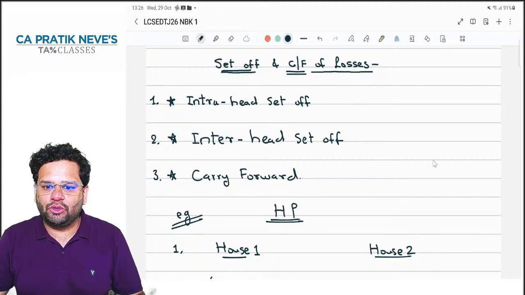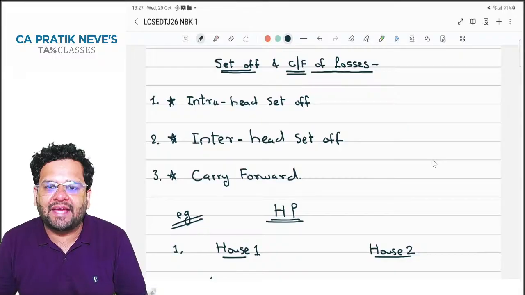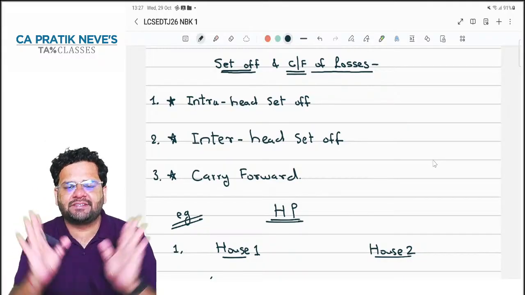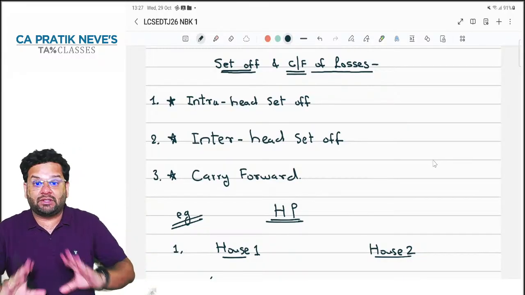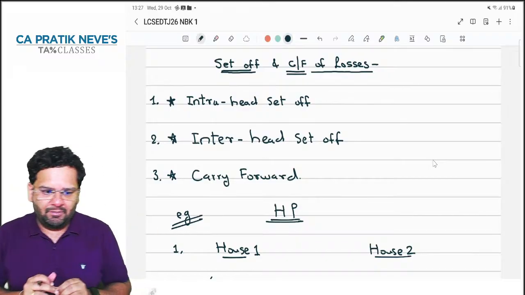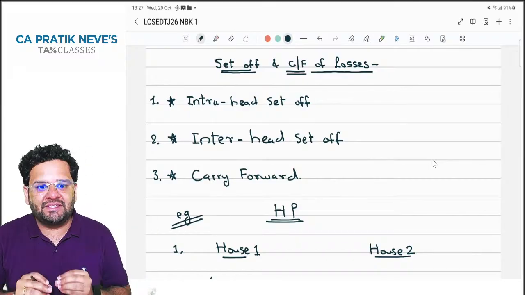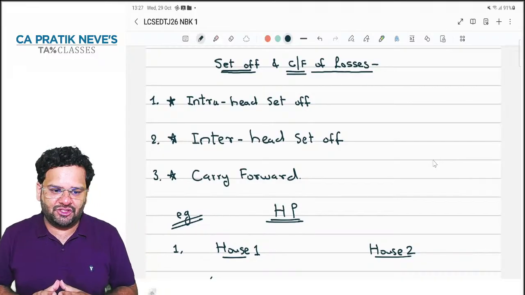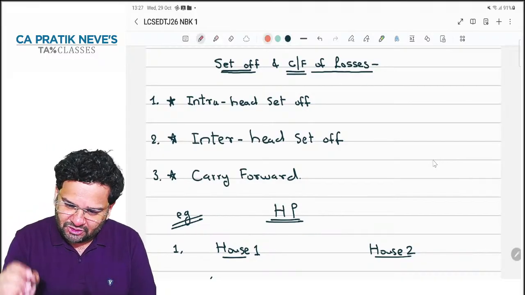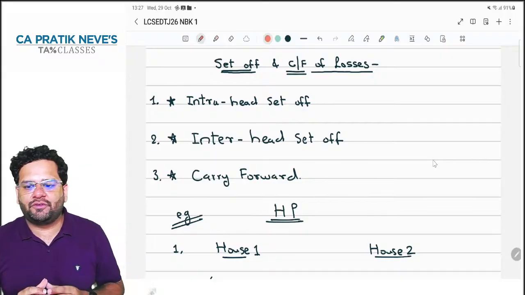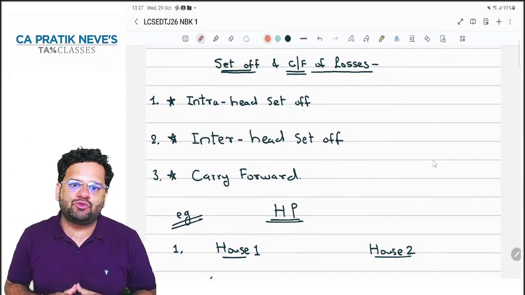So what is this whole topic about? Set off and carry forward of losses. Let's try to understand in depth, whatever time it takes. But don't just invest time in writing. You can just take the screenshots. So set off and carry forward of loss in income tax means what?